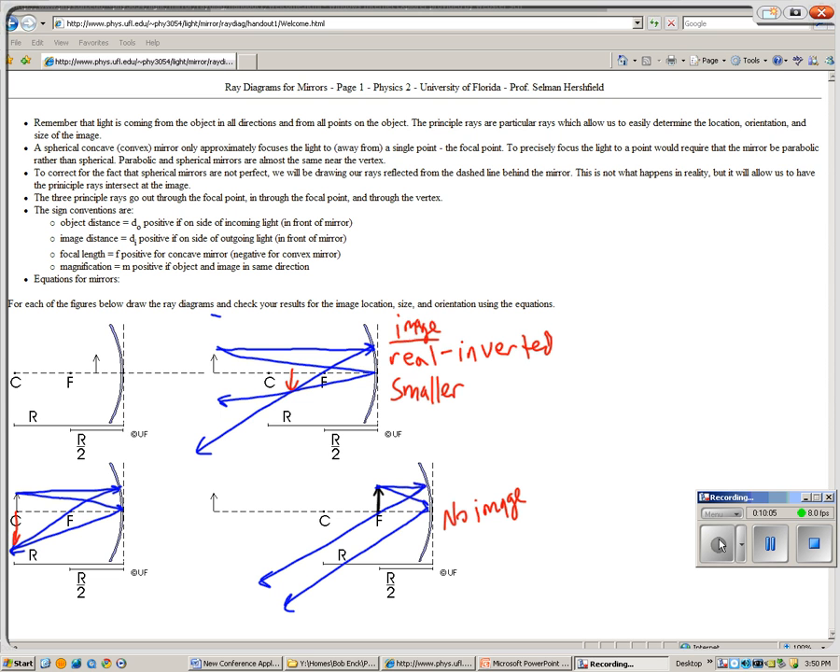Now, if my object is in between the focal point and the mirror, I draw my ray parallel to the principal axis, and it goes through the focal point. I draw my vertex ray, and look, they diverge on this side. So I have to go back through the mirror and find out where they intersect, and they intersect right there. And here my image is formed. In this case, the image is virtual because it's right side up.